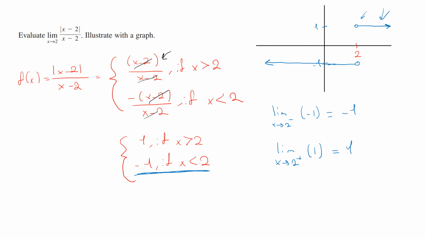What I realized, if you remember from the previous lecture, is if these are the same values, the limit exists. If these are not the same values, the limit does not exist. So therefore my solution would be the limit does not exist. So that will be my solution.